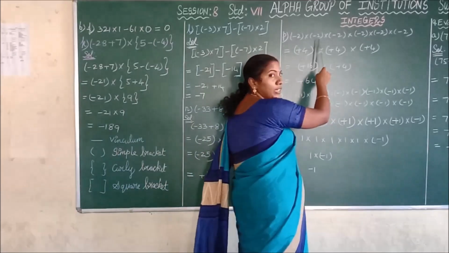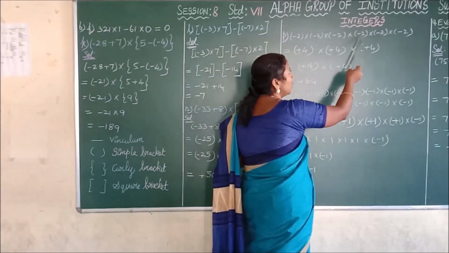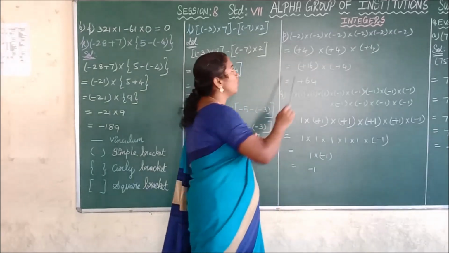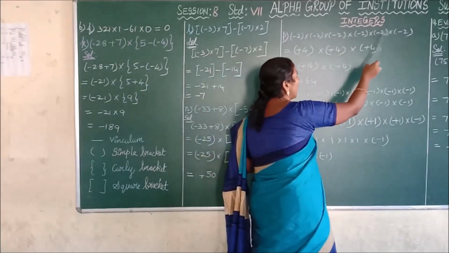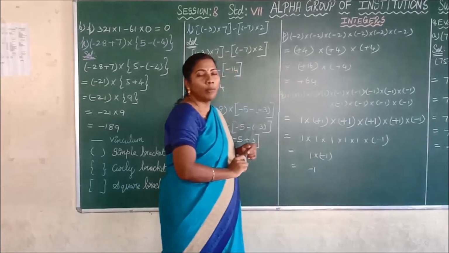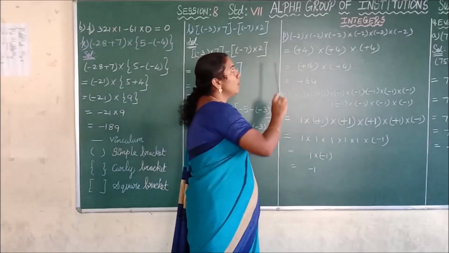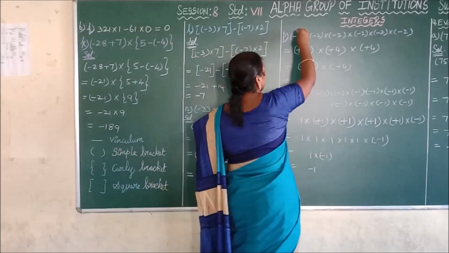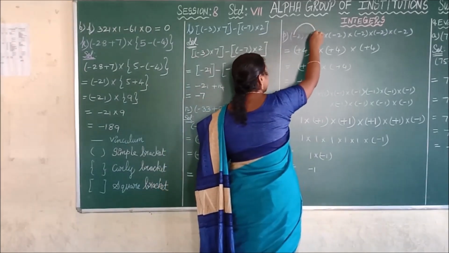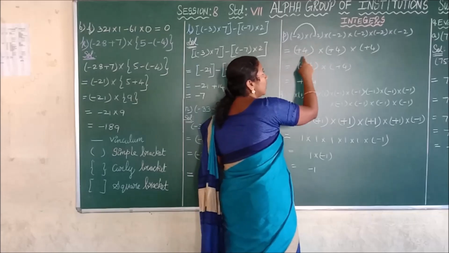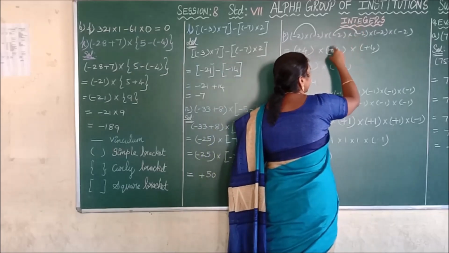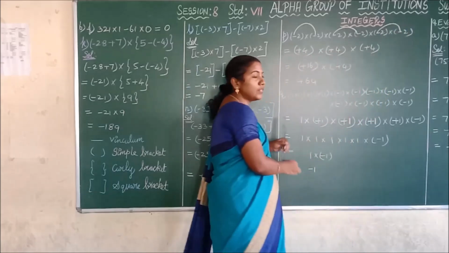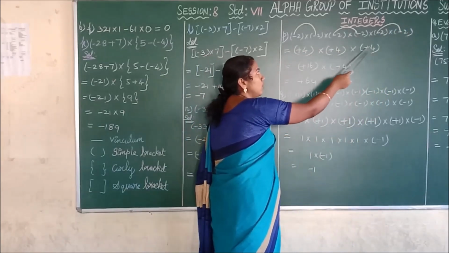Minus 2 into minus 2 into minus 2 into minus 2 into minus 2 into minus 2. How many times do you have minus 2? 1, 2, 3, 4, 5, 6 times. Now we are going to multiply. First we multiply the first two: minus 2 into minus 2. Minus into minus is plus, 2 2s are 4. Likewise for the next pairs. Thus we get plus 4 into plus 4 into plus 4.